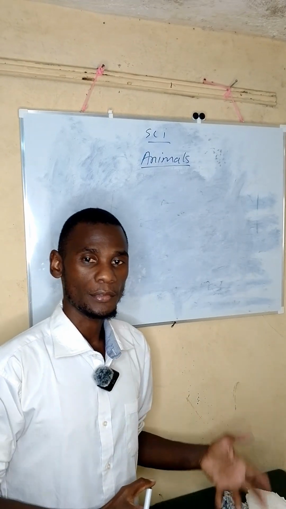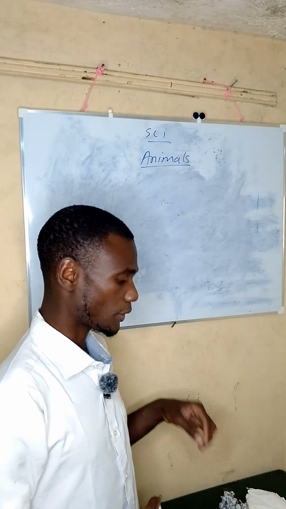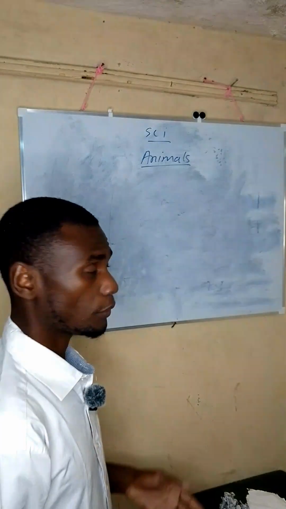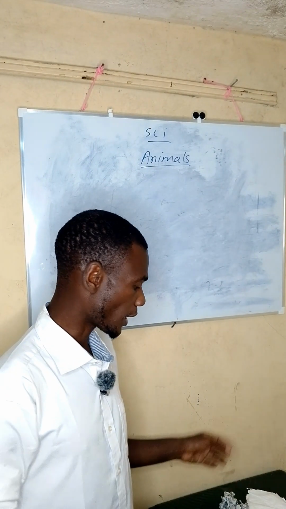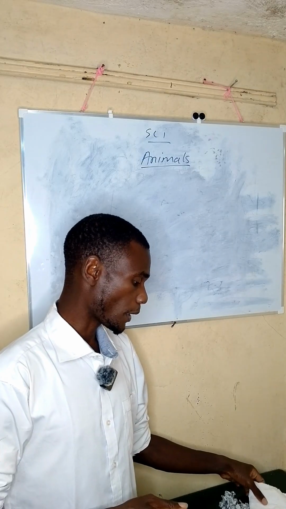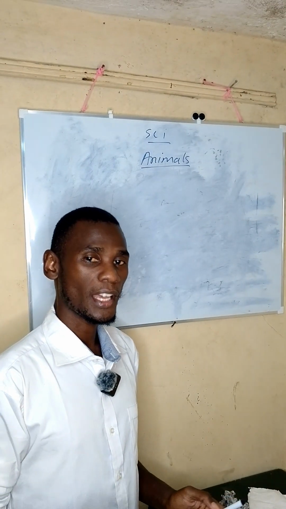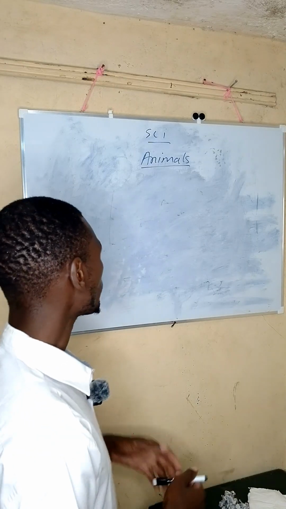Otherwise, a Grade 5, a Grade 6 can as well benefit from this video, because for them anything they can be asked from Grade 4. So we are going to talk about characteristics of animals as living things.